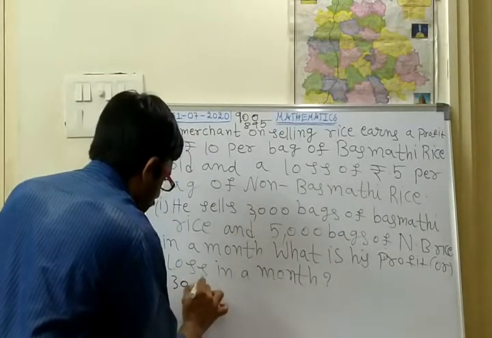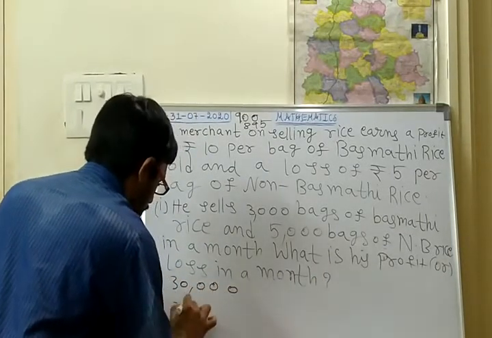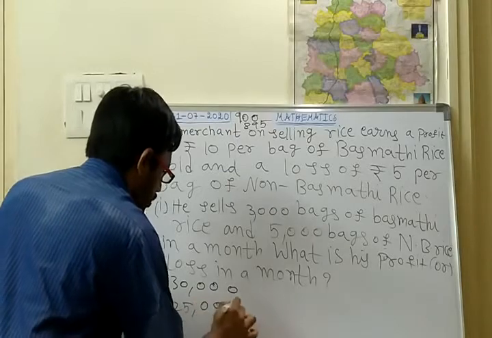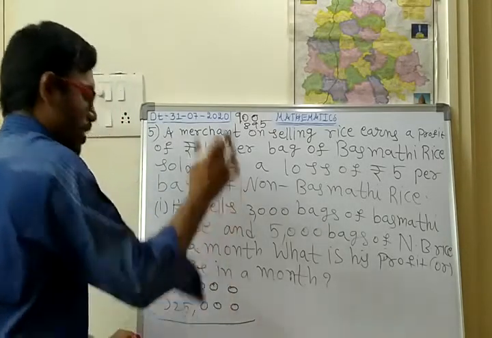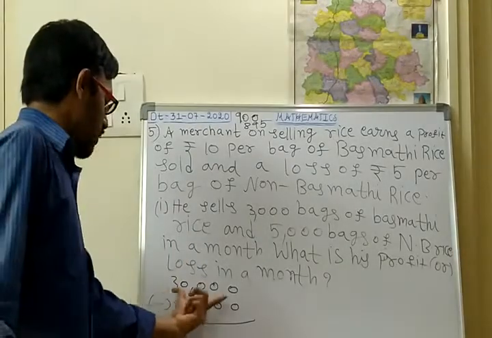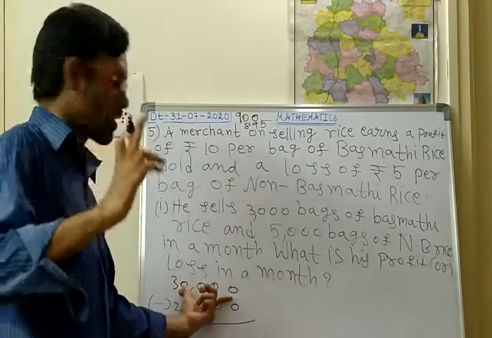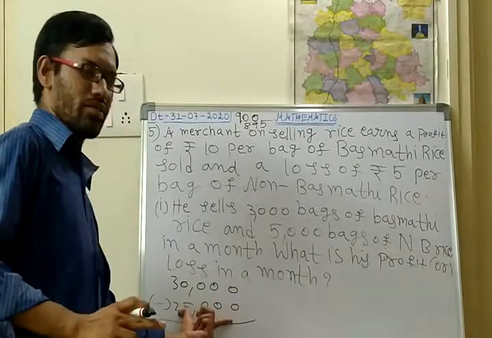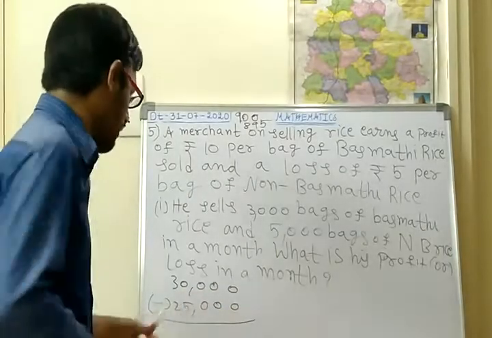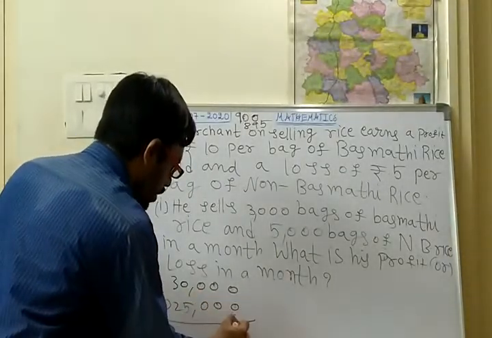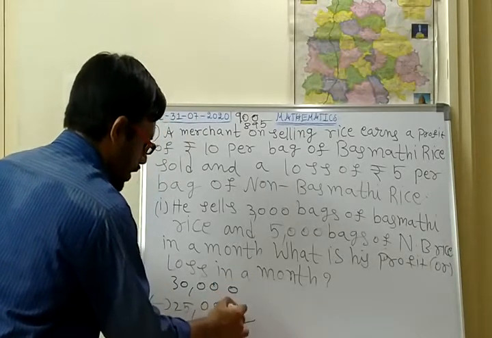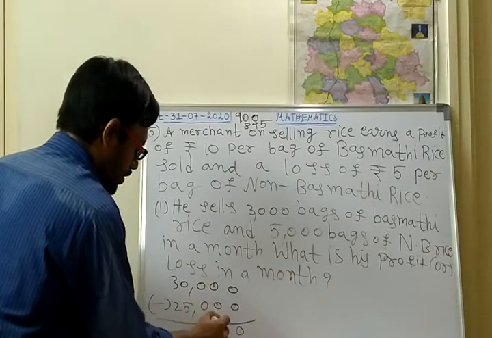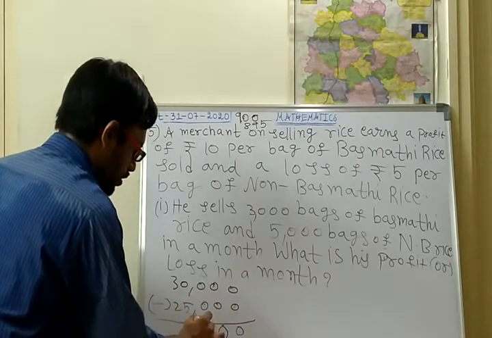30,000 minus 25,000. So do the difference. Subtract 25,000 from 30,000. In subtraction, the upper number should always be bigger than the lower number. Starting from the right side: 0 minus 0 is 0. Next 0 minus 0, 0. Next 0 minus 0, 0.